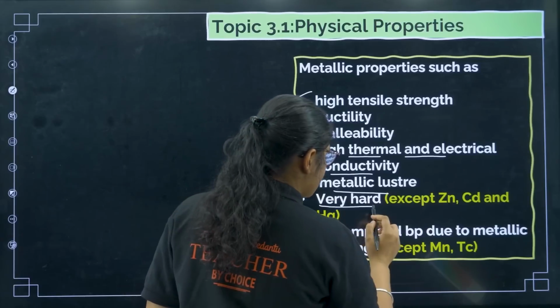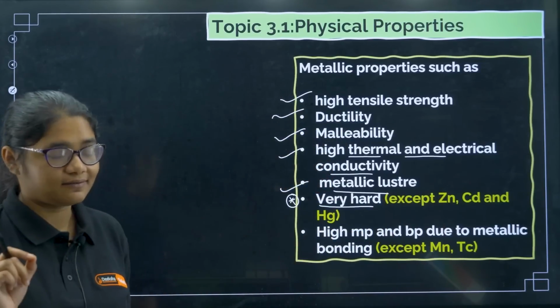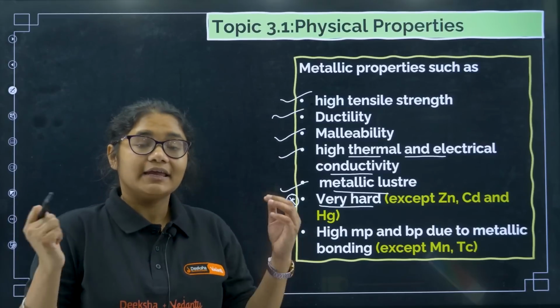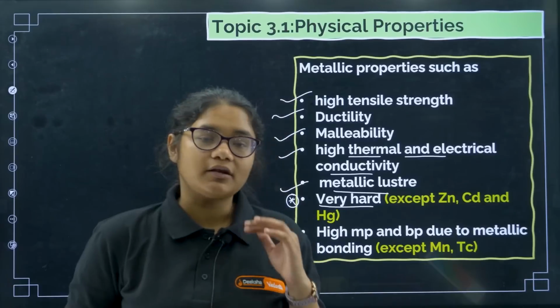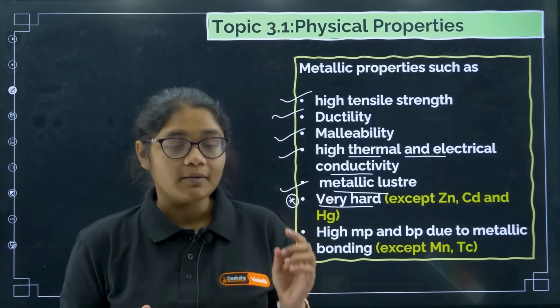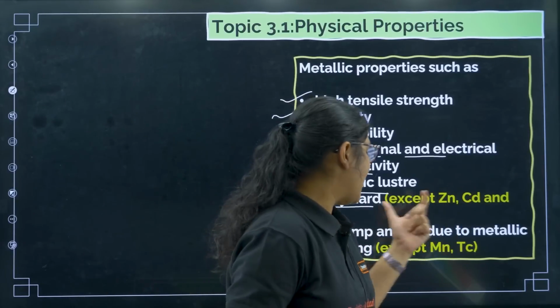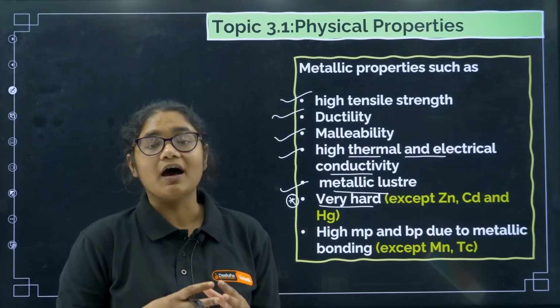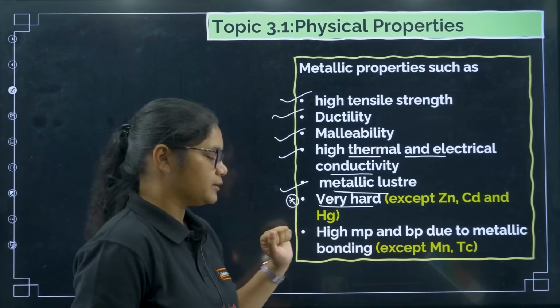Then they are very hard, except, so please remember this one, the exceptions in the d and f block are very important, or else you can say in inorganic chemistry itself the exceptions are very important, right? Generally the transition metals are very hard, but what are the exceptions here? We have zinc, cadmium and mercury. These are not hard metals. Why? We will know in the next session. For now please remember this one.